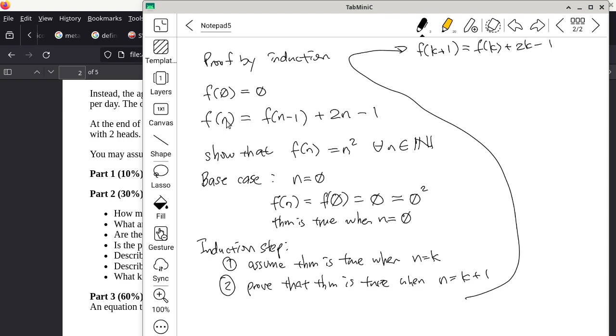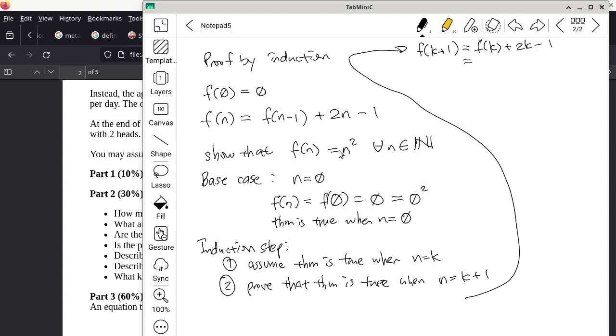Okay, so here is the magical step. If you have to point to one single thing that is quote unquote magical about proof by induction, it is this particular step. It has to do with the application of the assumption in the induction step. In other words, we go back to this step here and go, oh, the assumption is the theorem is true when n equals k, which means f of k is k squared. That is the theorem itself.